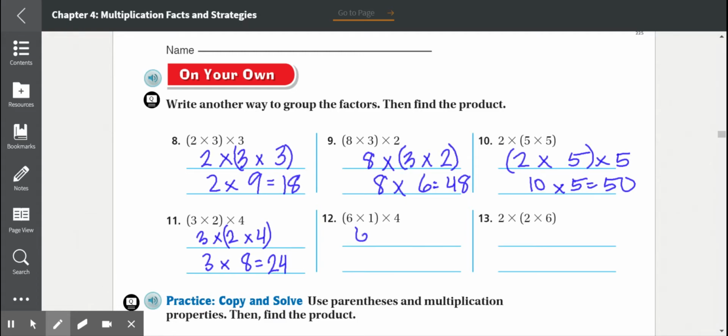Okay, next one. 6 times 1 times 4. Move the parentheses around the 4 and the 1. So now we do 1 times 4 first, which is 4. Times that by 6 equals 24. Okay, last one. 2 times 2 times 6. Move the parentheses around the 2 and the 2. So now we have 2 times 2 is 4, times that by 6 equals 24.